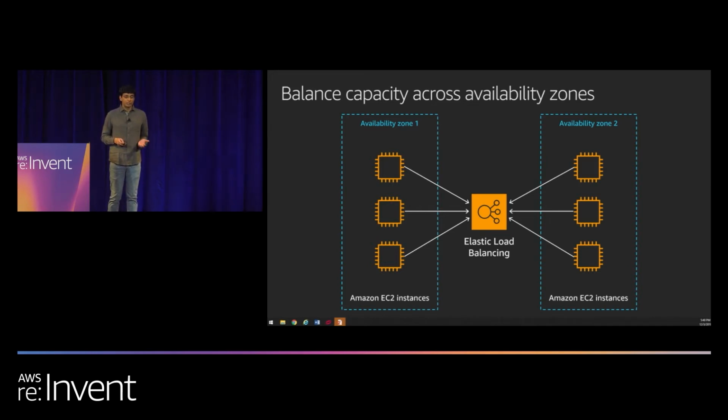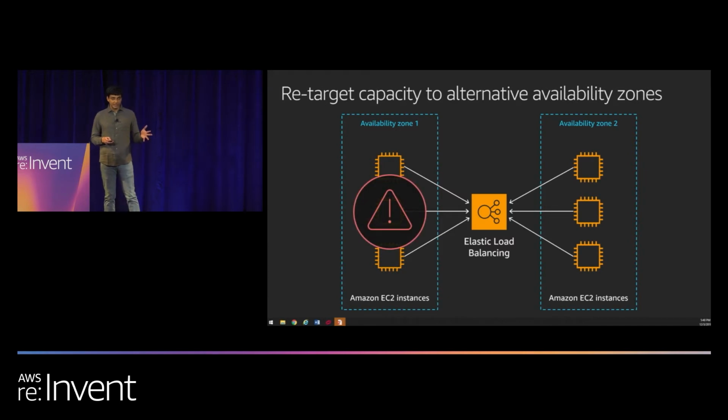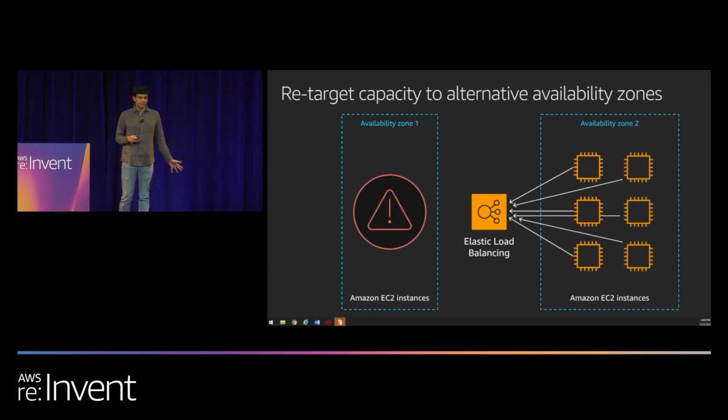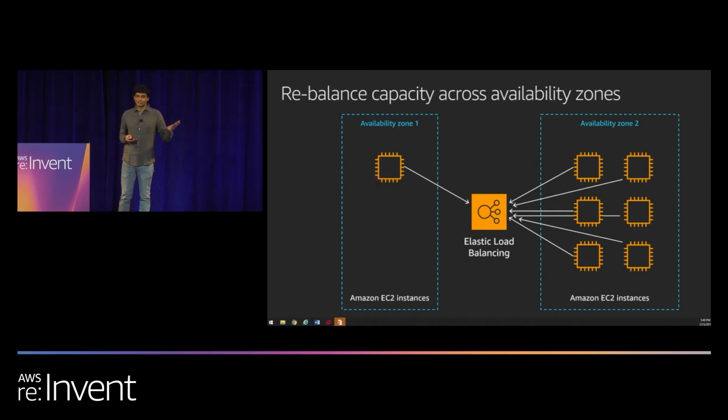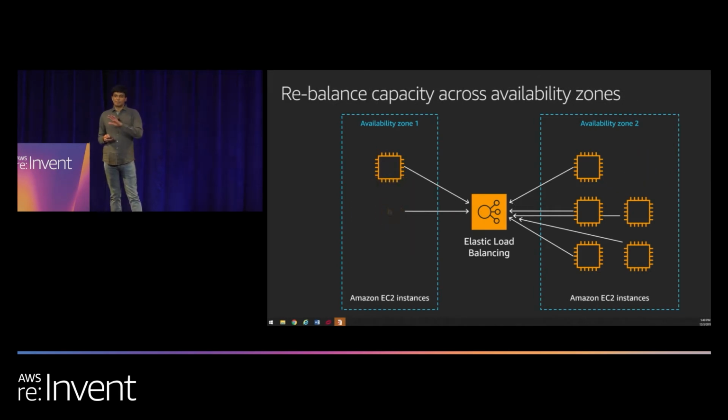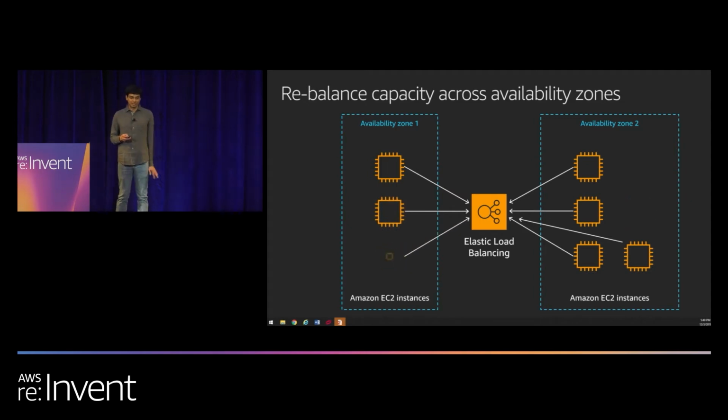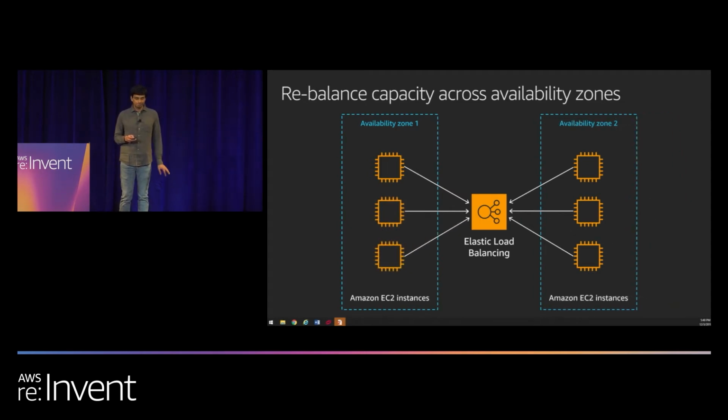And if anything were to go wrong with any of the AZs, it detects that and is able to automatically retarget your capacity to the healthy AZ. And once it's done that, it continues to poke the constrained AZ. And as soon as a launch in that AZ is successful, it will once again rebalance the capacity across the AZs that you've specified.